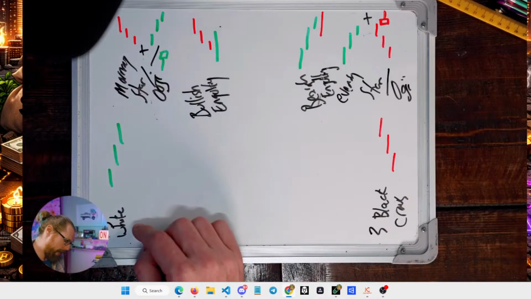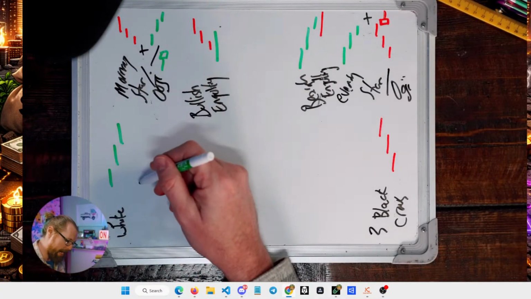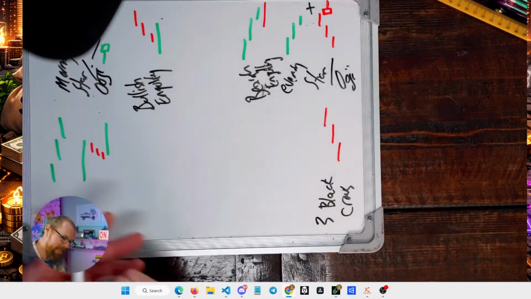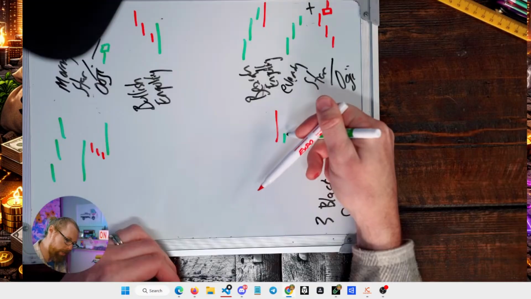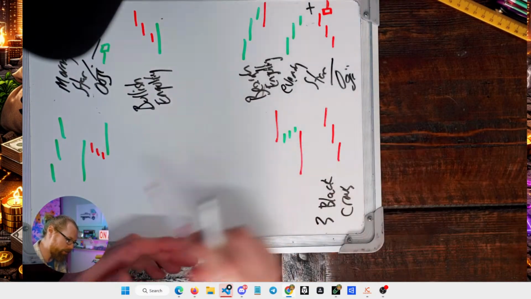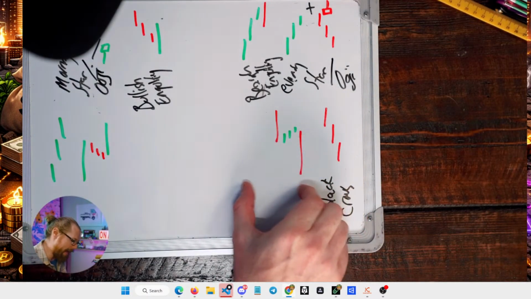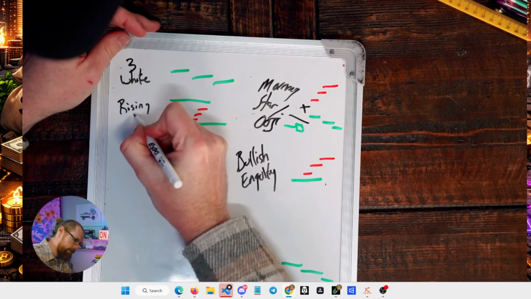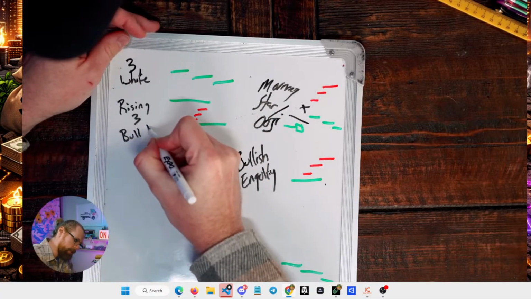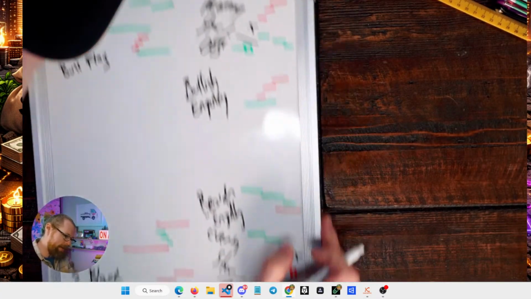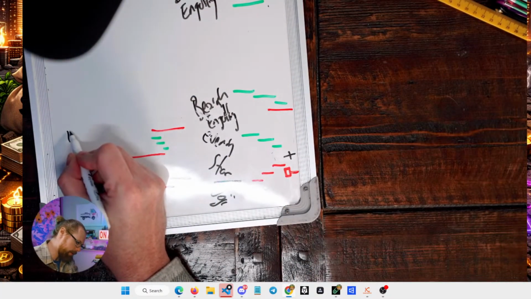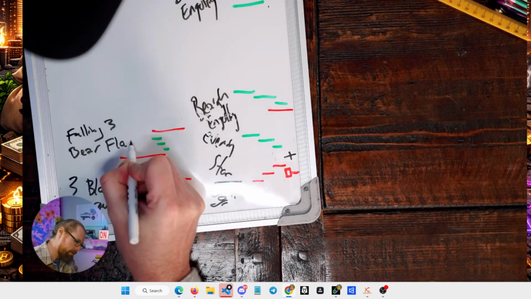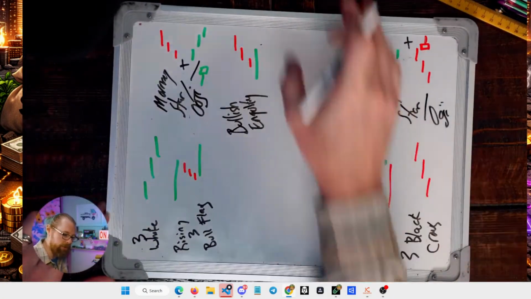So we have here our 3 white soldiers, and then we've got our rising 3. 1, 2, 3 before the next move up. And then we've got our falling 3 here, which was 1, 2, 3 before the next drop down. This is traditionally called a bear flag. And this is the rising 3, also known as a bull flag, more traditionally. And this down here is called our falling 3 or a bear flag. Again, these are all going to be in the PDF handout for you guys.